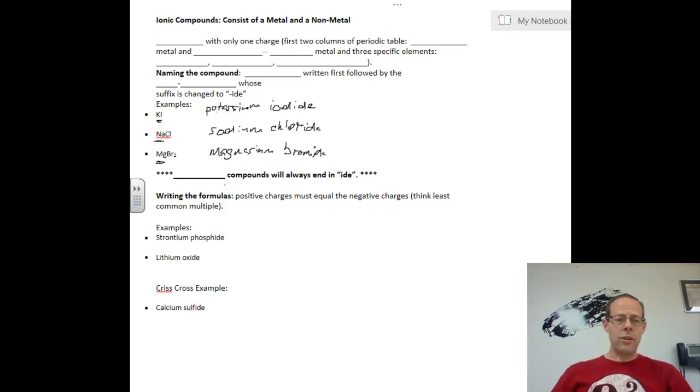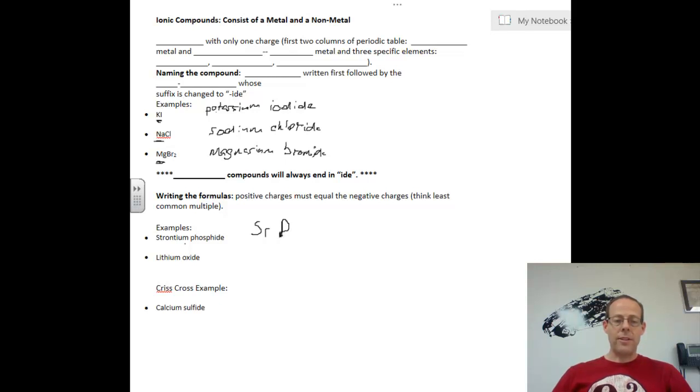The next thing we're going to go is writing formulas. So this time we're going to start with a name, and we have to write the formula. So this is always true. The positive charges must equal the negative charges. Think least common multiple. So what I would do on these is, we have strontium phosphide. So I would go ahead and write strontium. And you might just go ahead and write the phosphorus as well. So it's phosphide, so we know its ending changed to "ide" because it was a nonmetal.